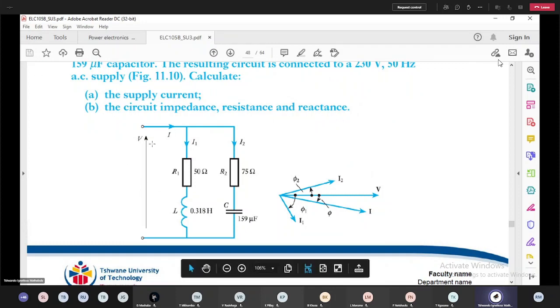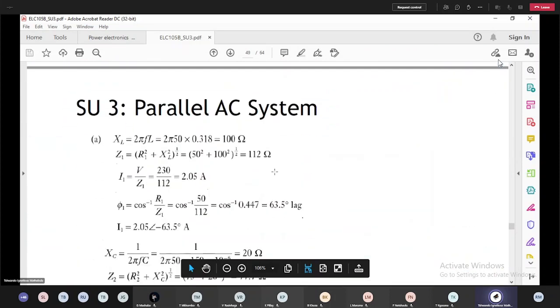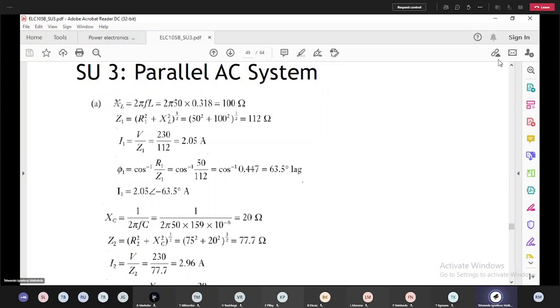The first thing that you want to do here is to calculate what your XL is, what your XC is, and then you will recognize that here I've got an impedance, here I've also got another impedance there. So that's what you do. You find XL, it's 2 pi FL, it gives you 100 ohms after substituting with the relevant values, where frequency is 50 hertz and the inductance is 0.318 henry.